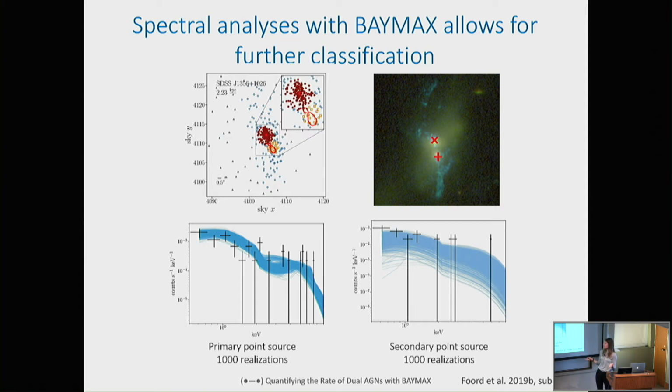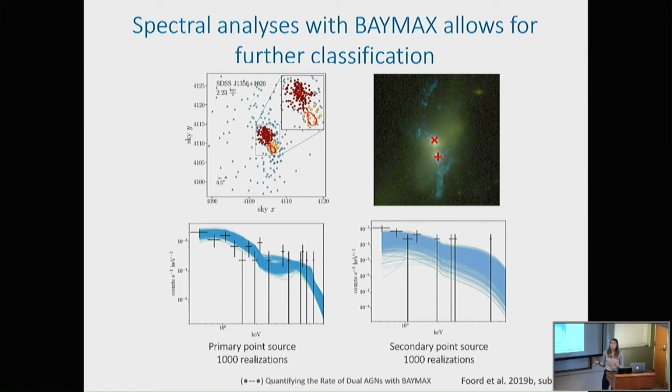So a spectral analysis is useful for a couple reasons. The first being that with the posteriors that you receive from Baymax, you're only getting the count ratio, whereas with a spectral analysis, you can do the flux ratio. And then secondly, spectral analysis allows you to better constrain the X-ray luminosity of your sources.